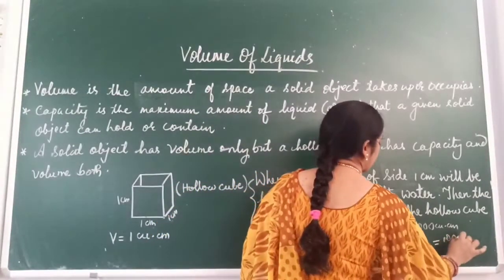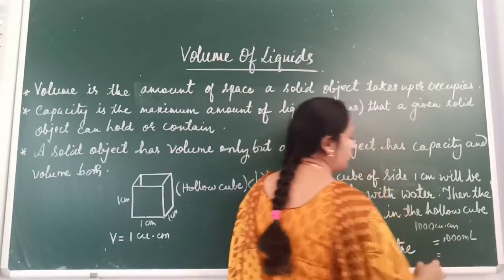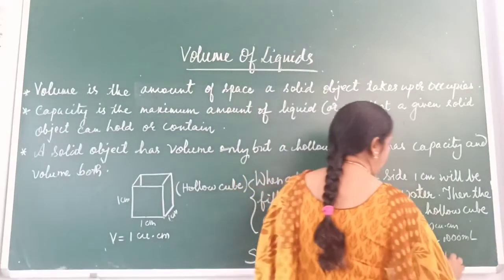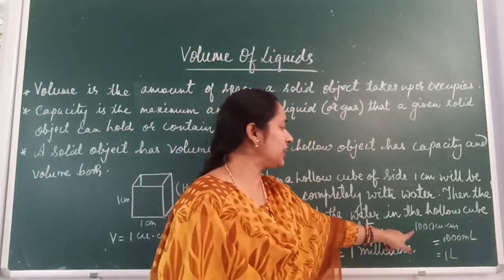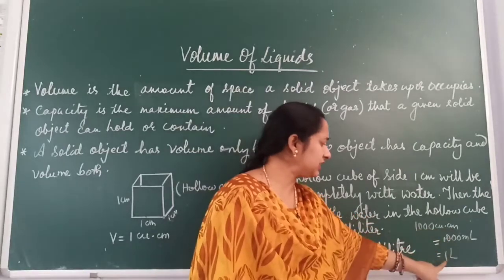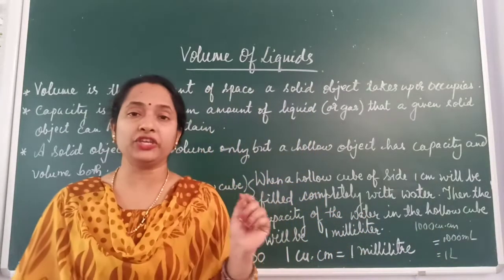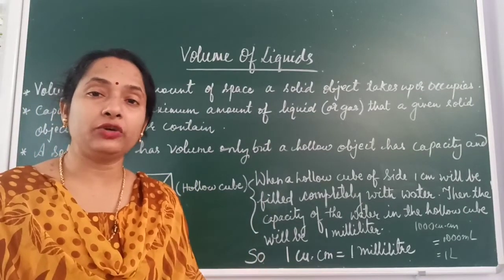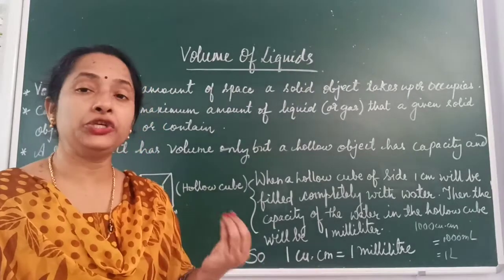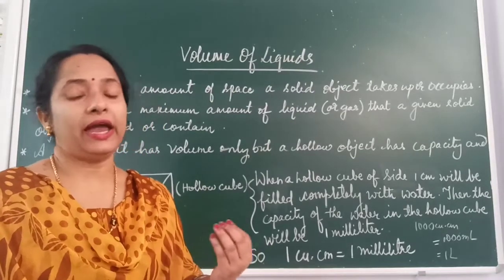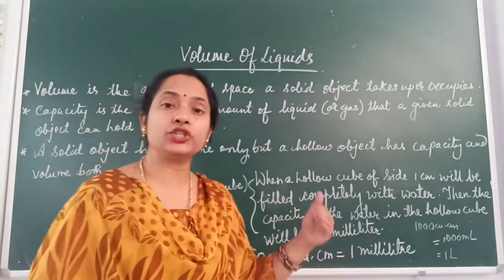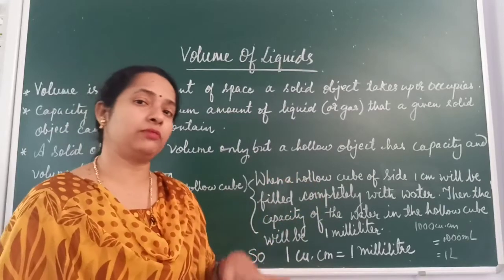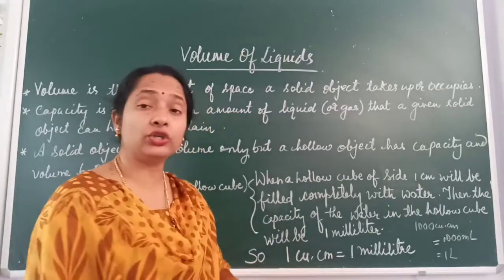1000 milliliters. Do you know how much 1000 milliliters is equal to? 1000 milliliters is equal to 1 liter. So 1000 cubic centimeters is equal to 1 liter. By using these standard values, we can convert units of liquids given in liters to cubic centimeters, or units given in cubic centimeters into liters or sometimes into milliliters.